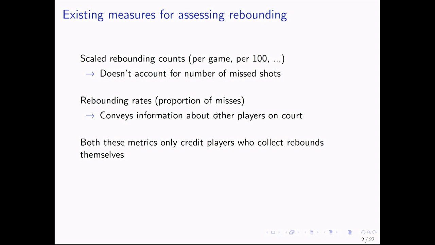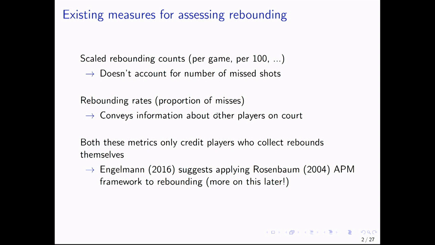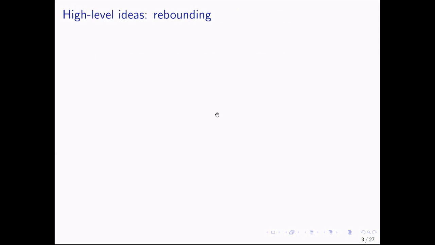And both these metrics suffer from the serious drawback that they only credit the player who's actually collecting the rebound, right? But let's say we have some player who's really good at boxing everybody out and isn't necessarily grabbing the rebounds themselves. Well, we probably want to credit that player for their contributions to the team rebounding, which none of these metrics would do. So this is obviously not a new problem, and it's why Engelman suggests applying Rosenbaum's adjusted plus-minus framework to rebounding data. But again, this has a few drawbacks that I'll get to in a couple slides.